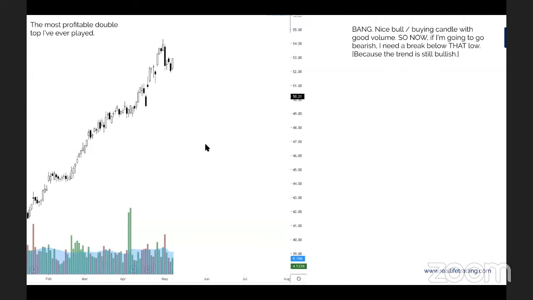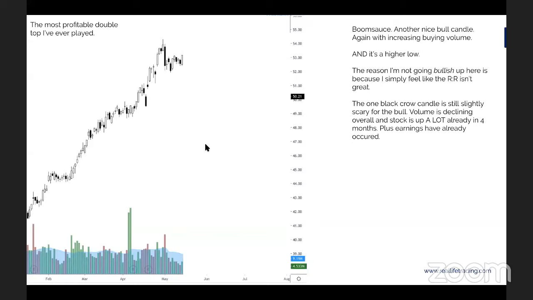But it could, right? Here's the next few series of candles. Boom sauce. We get another strong bullish candle. Type in a 7 into the chat pane if you can see the volume increasing nicely on that candle. Right, really good volume. And here's the thing, it's also a higher low. What do I mean by that? Look at this little trend. It's a higher low relative to this low, higher low relative to this low.